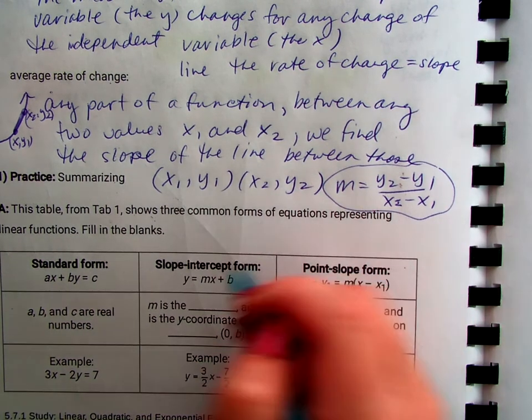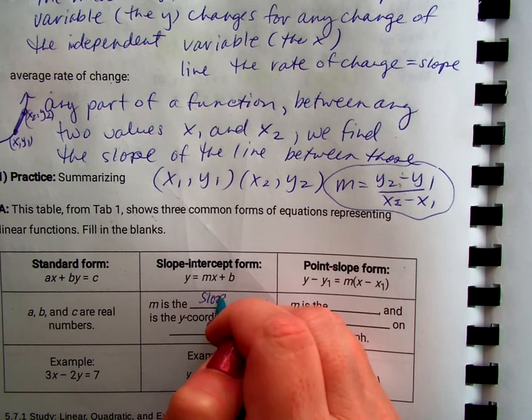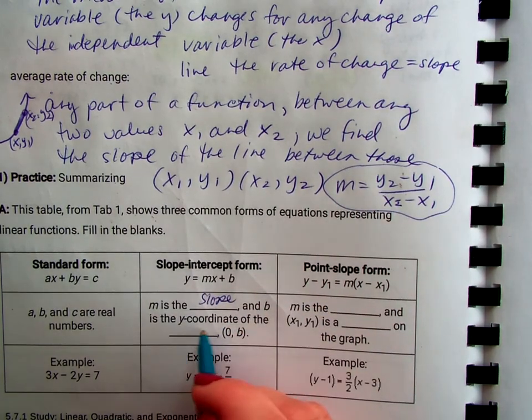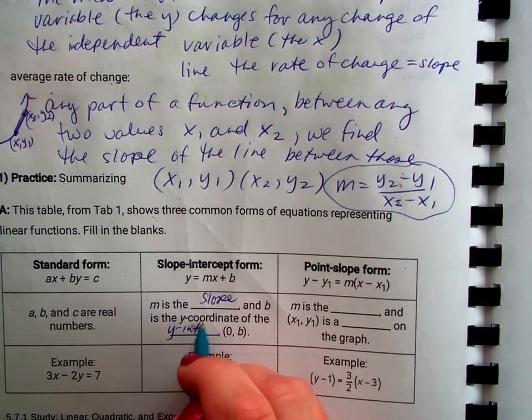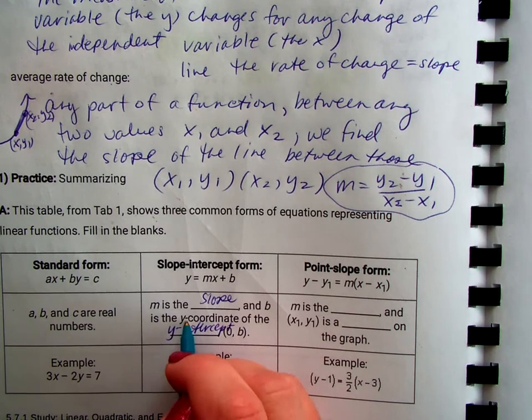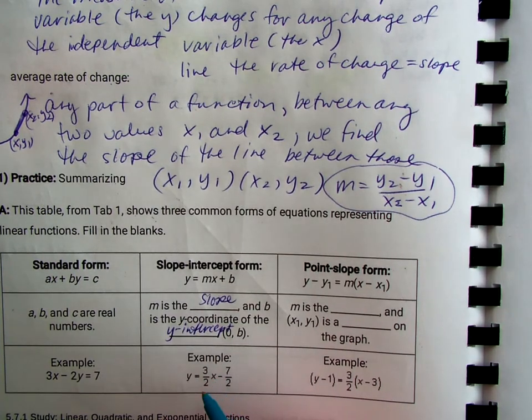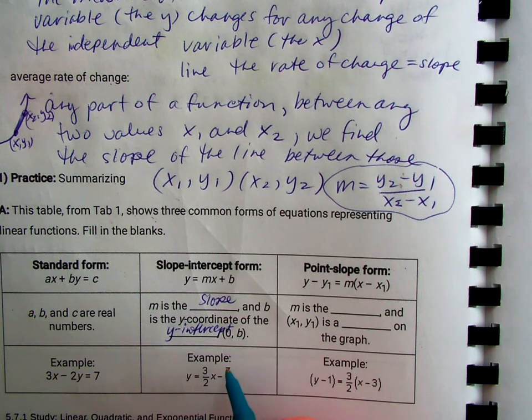m is known as the slope, and b is the y-coordinate, known as the y-intercept. And so an example would be y equals 3 halves x minus 7 halves, where 3 halves is the slope, and negative 7 halves is the y-intercept, or the b.